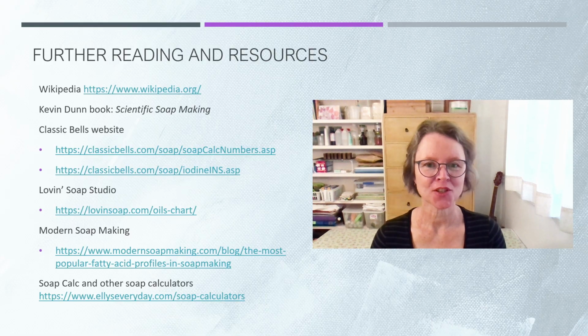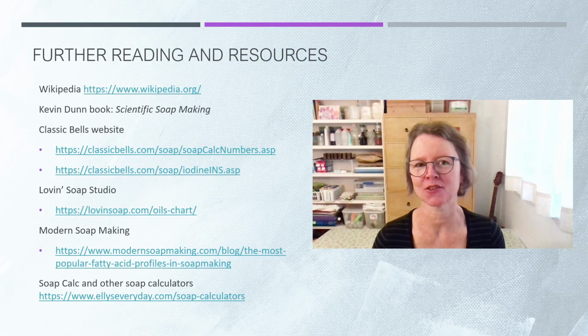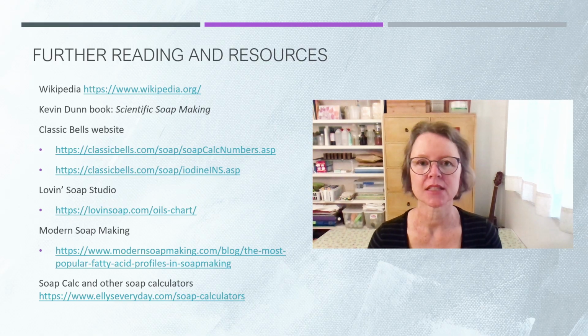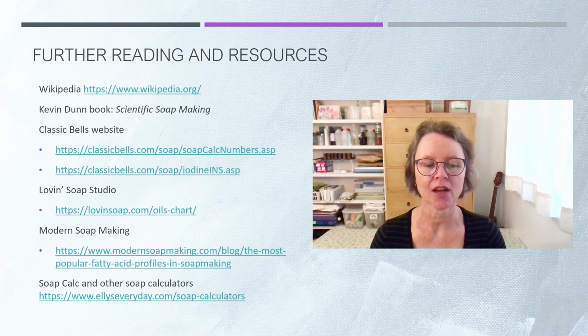Just on this last page, I want to show you some further reading and resources that I mentioned in the video. Actually, I didn't mention, but Wikipedia. I love Wikipedia. When I need to know anything or it's something sciencey or technical, I look it up in Wikipedia. It's not necessarily the best source of information, but it's a good one if you don't know where else to look. You can learn things, and I think it's fairly reputable information. Kevin Dunn's book, Scientific Soap Making. All of these links will be in the description box below the video. I love that book. I found it really helpful, and it was helpful for me in putting together and doing the research for this video as well.